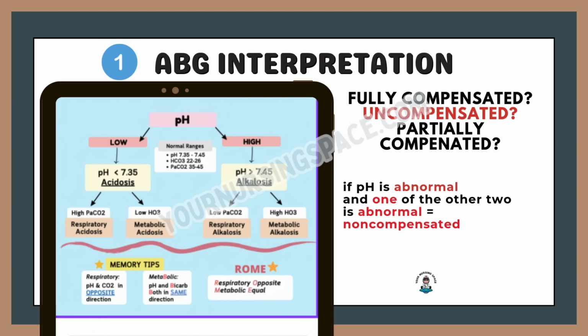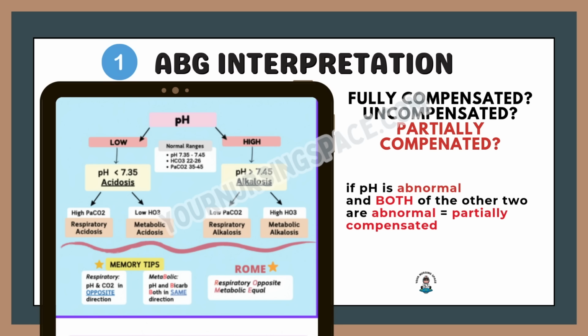But if the pH is abnormal and only one of the other two, CO2 or bicarb, is abnormal, causing the problem, then it is uncompensated. The other value is normal, which means it hasn't tried to fix it yet. It's like the lungs or kidneys haven't stepped in to help yet. It's like a fire starting, but no one has called the firefighters yet.